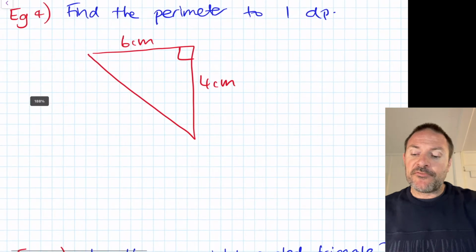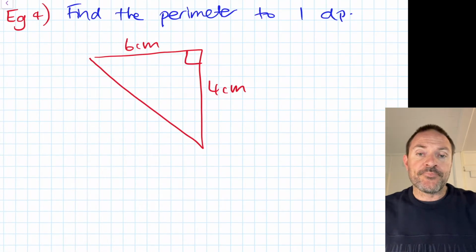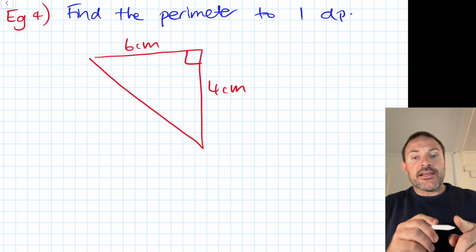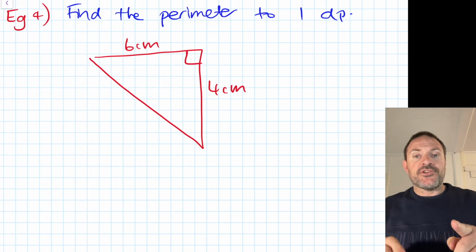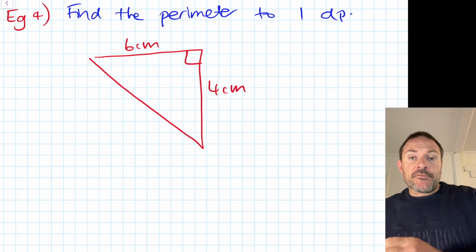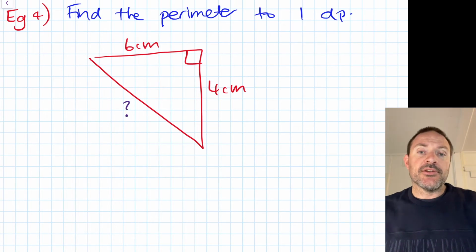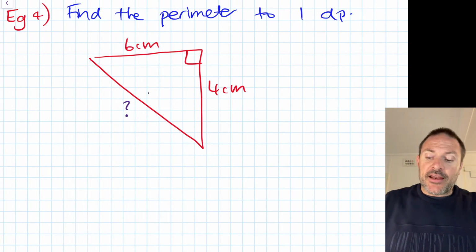This question 4 is looking at the perimeter. Okay, can you remember how to find the perimeter of a shape? That means to add up the distance or the length of the measurement around the object. So the 6, the 4, which obviously makes 10, but we don't know what that last little length is. So let's make that a little x.